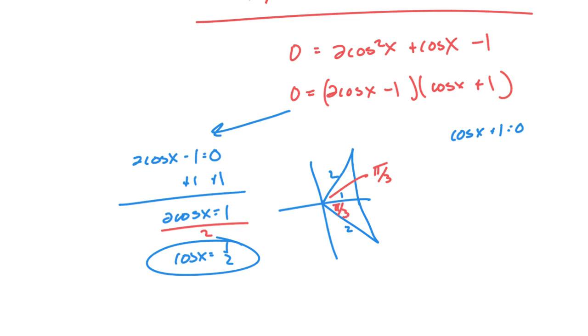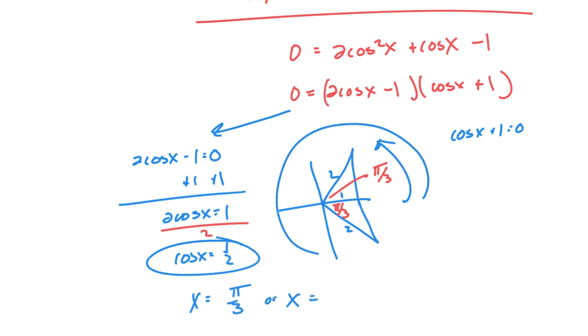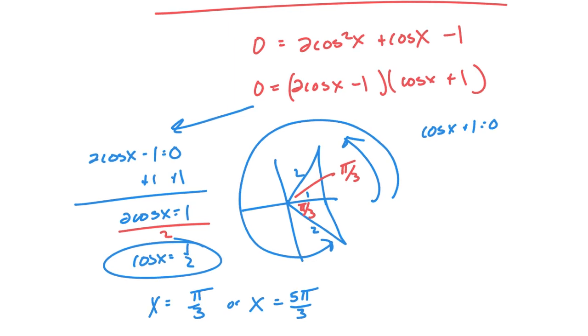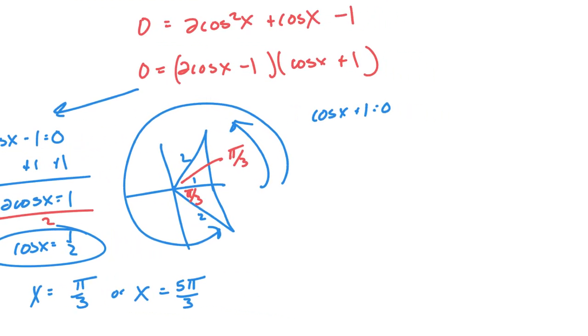So measuring from 0, we get x equal to pi over 3, or x equal to 5 pi over 3. Now, the other half of the equation, or the other half of the zero product property, I should say, gave us cosine of x plus 1 equals 0. If we subtract 1 from each side, we get the equation cosine of x equals -1.